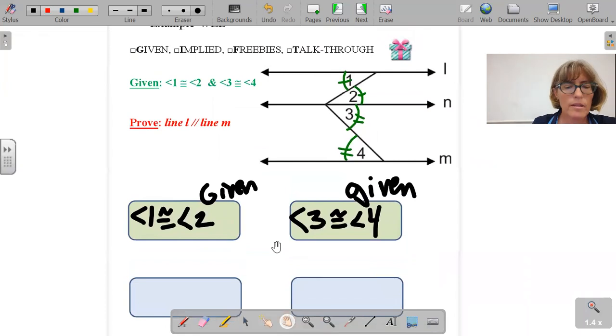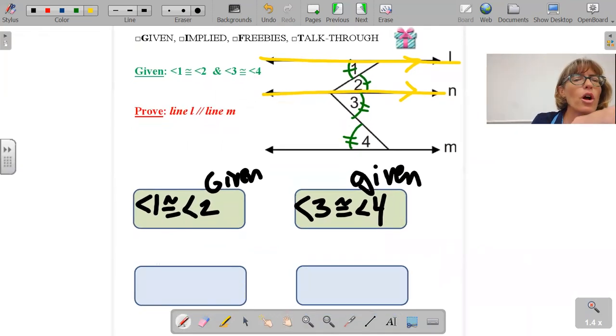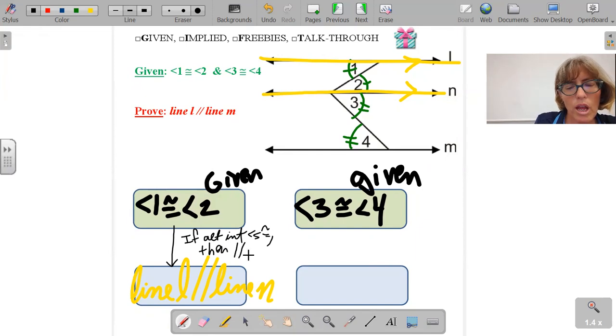Now, logically, because 1 and 2 are congruent, then we know lines L and N must be parallel because of alternate interior angles. So we write it like this. Line L is parallel to line N. And then you put the reason in between. Watch. If alternate interior angles congruent, you can abbreviate to your heart's content, then you have parallel lines.